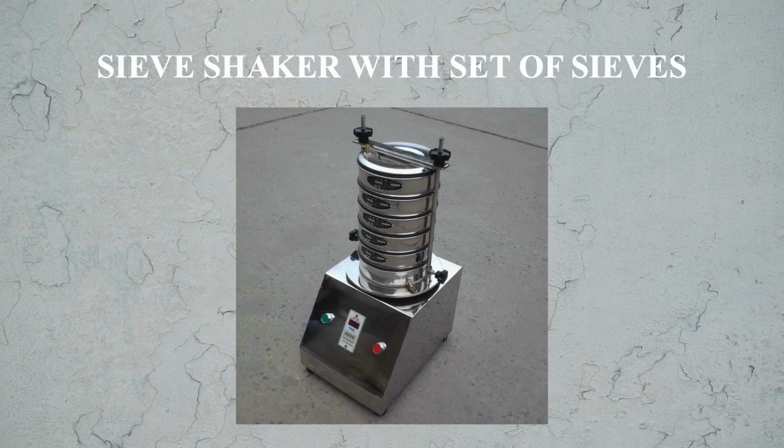Here you see the sieve shaker and the set of sieves. Sieving is done by putting the sample on the top sieve and placing the set on the sieve shaker. This sieve shaker shakes the whole set of sieves, and due to the shaking, the sample passes through the different sieve sizes, and finally the particles of least size go to the pan, which is at the bottom of this set of sieves.